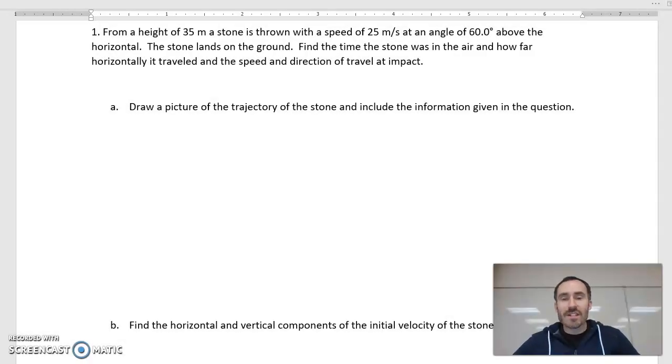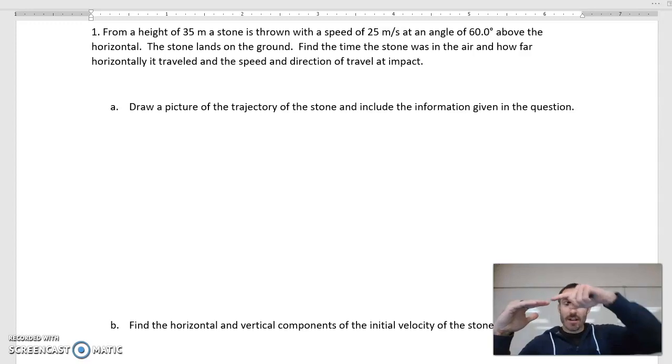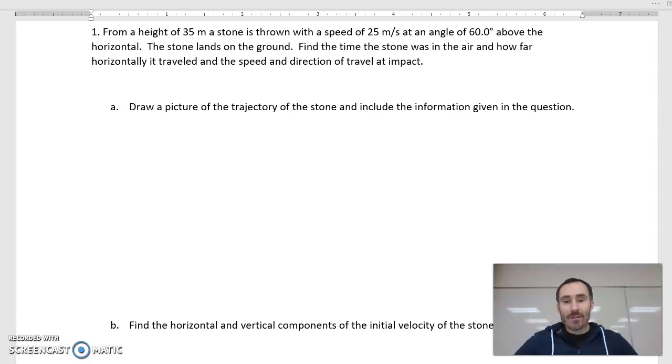The final projectile example we're going to do is one where the projectile is launched from a different height than where it lands. You could do that two different ways: you could have a certain starting height and a lower landing height, or a certain starting height and a higher landing height. In that case, you have to be pretty careful about how you solve it, but there are still multiple ways that you can go through it. I'm just going to show you one way of thinking it through.